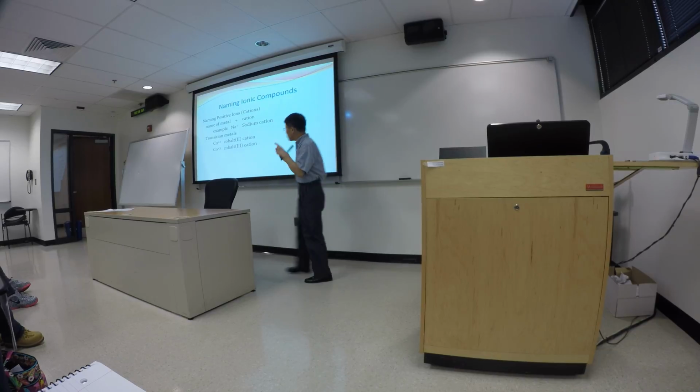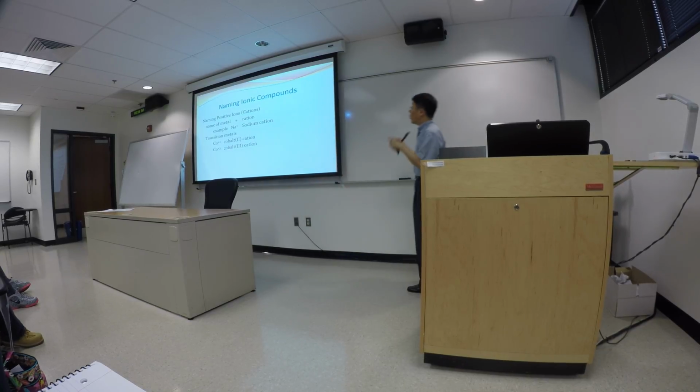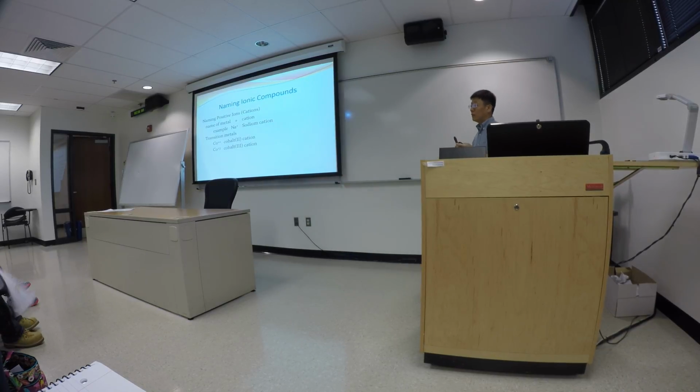Okay, so for transition metal elements, whenever you name the ions, you have to indicate how many charges they bear. Because transition metal elements bear different numbers of charges depending on who they're with. So cobalt could have 2 positive charges, could also have 3 positive charges.